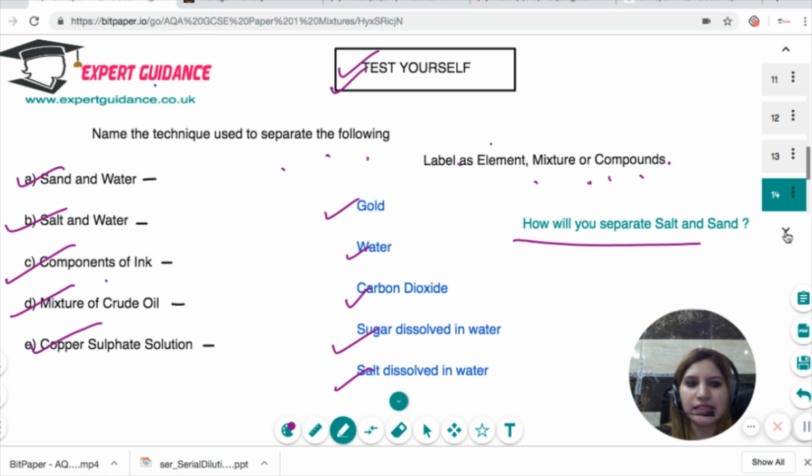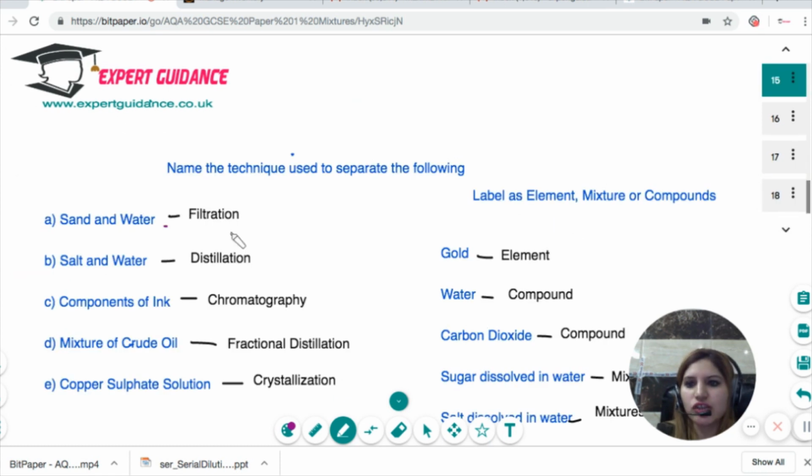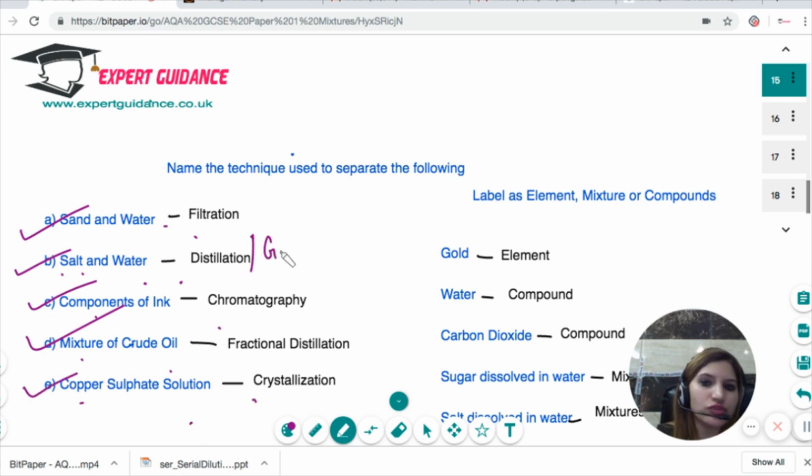All right, now let us look at the answers. Sand and water is separated by filtration, salt and water by distillation, components of ink by chromatography, mixtures of crude oil by fractional distillation, and copper sulfate solution by crystallization. For salt and water, you can also use crystallization.